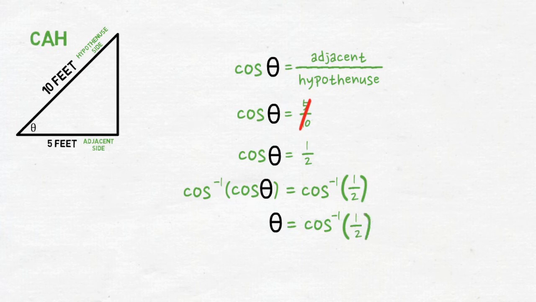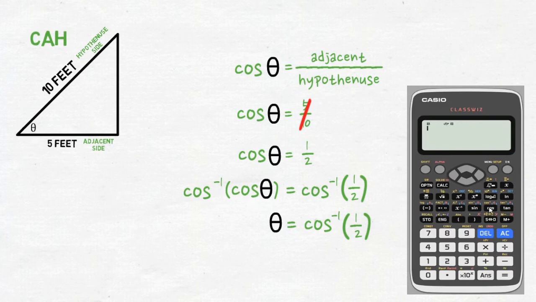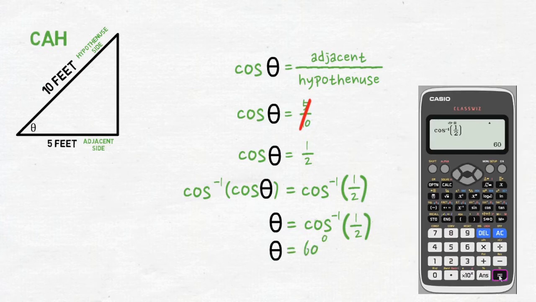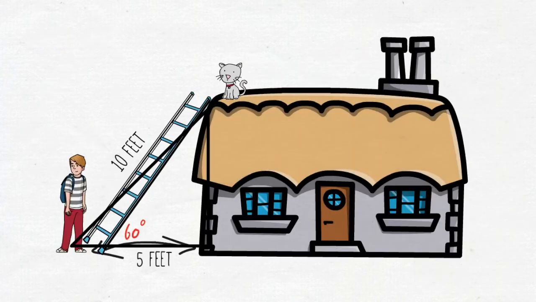But we don't know the cosine inverse of 1/2. That is why we will use our scientific calculator for this. We plug in shift, cosine, look for the fraction symbol, then type 1 over 2, close parenthesis, and then press equals. And there you have it. Theta is equal to 60 degrees. Therefore, Benny Boy should form the ladder in a 60-degree angle to reach the roof and save his pet Siopaw. Awesome, right? Let's have another one.